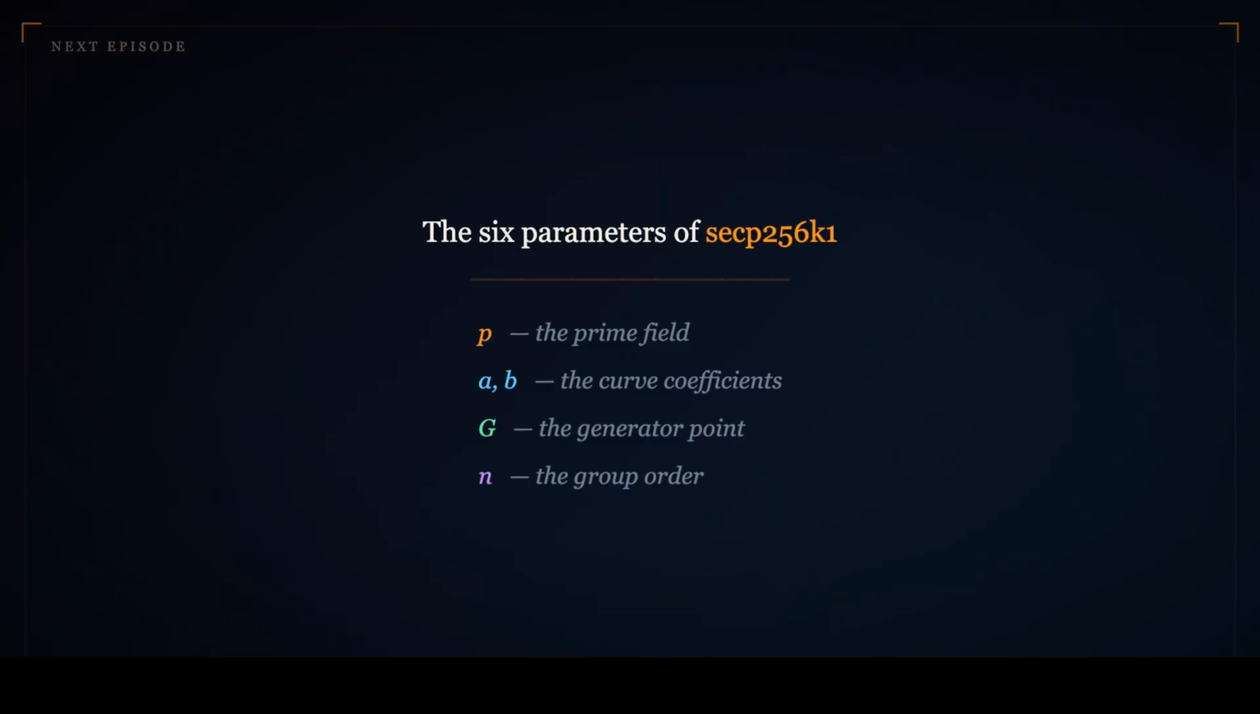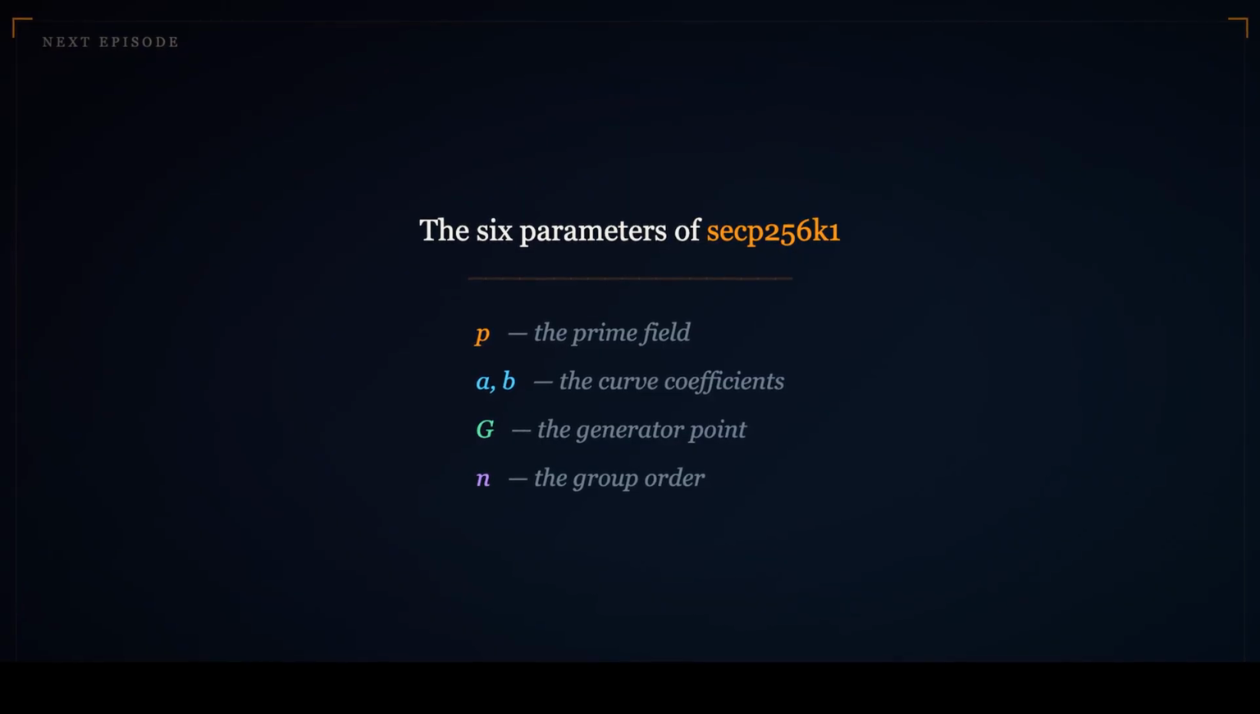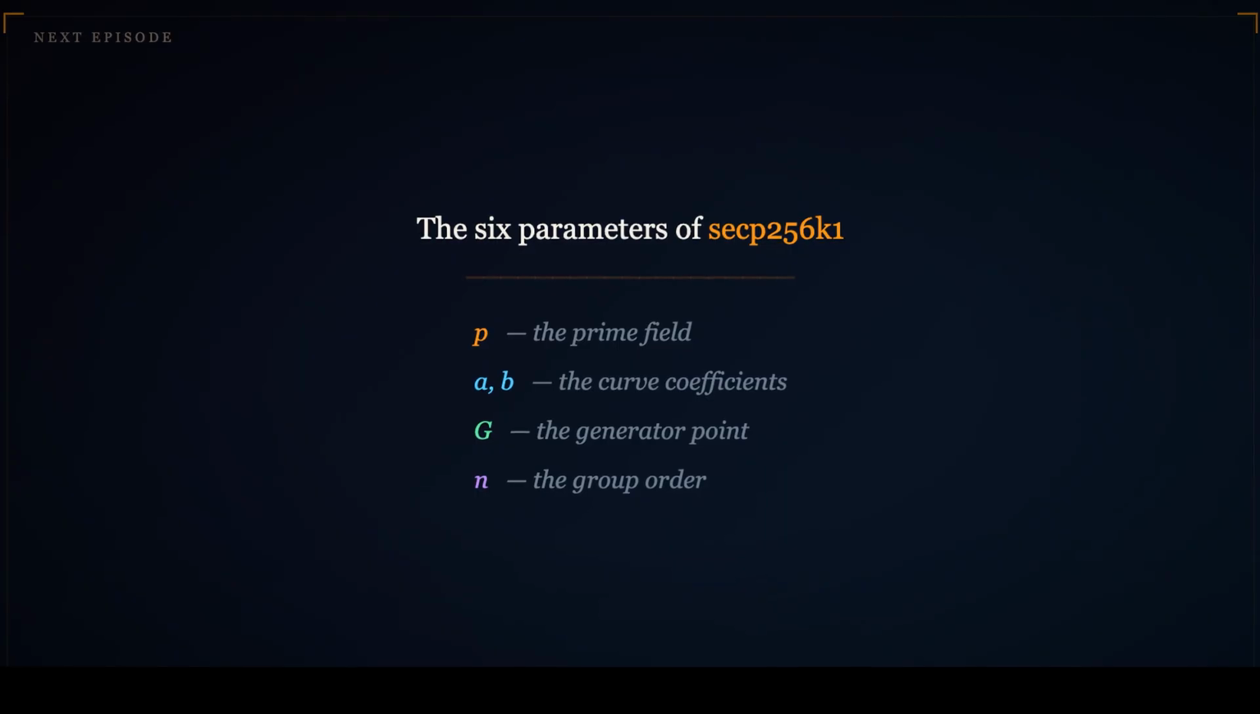The finite field forces us into exactly that mode of understanding. We have the curve over a finite field. We have the group law. Next, the 6 parameters that define secp256k1: the specific prime, the specific curve, the specific generator, and the specific group order that Bitcoin chose.